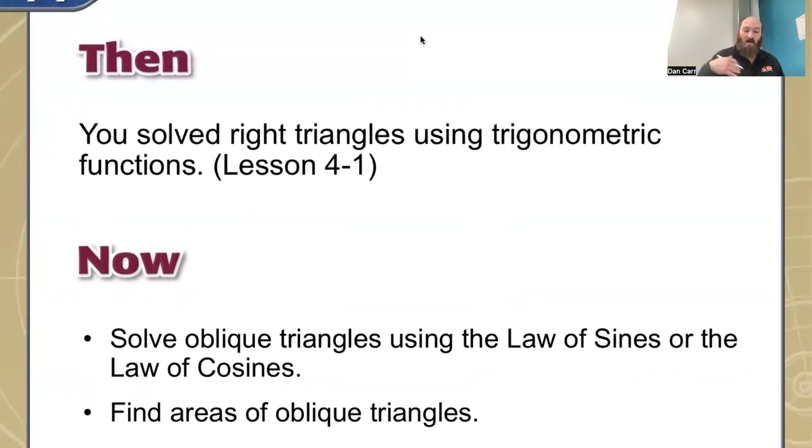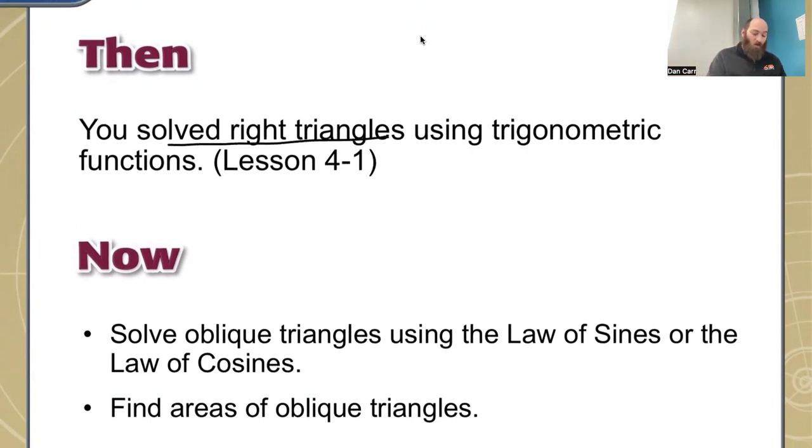Today we're going to tie back to our trigonometric functions, dealing specifically with triangles instead of graphing. But now we're not going to be using right triangles anymore. That's what you did in the past. You used to solve right triangles to find all the missing sides and angles. Now we're going to look at oblique triangles, meaning triangles that don't have a right angle, basically.